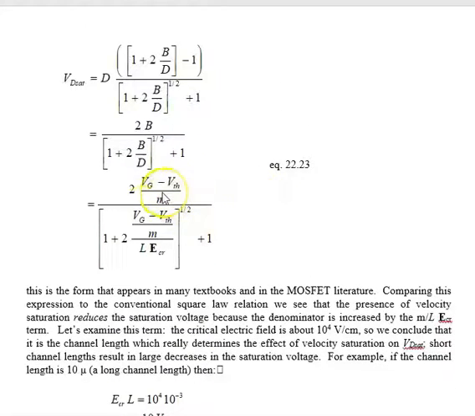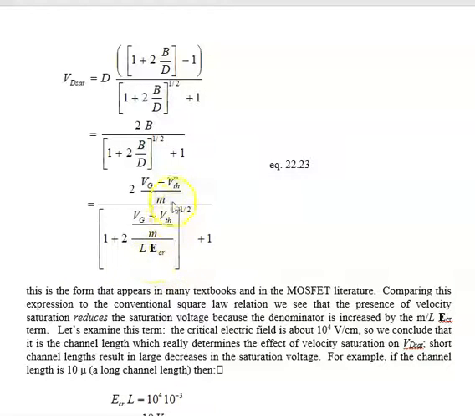And now we substitute for b, which is just Vg minus V threshold divided by m. And we substitute for d, which is L times E critical. And that's it. Equation 2223 is an expression for VD sat. So that's a pretty big deal. So we've accomplished quite a bit with a little bit of algebra. So let's examine this in a little bit more detail.